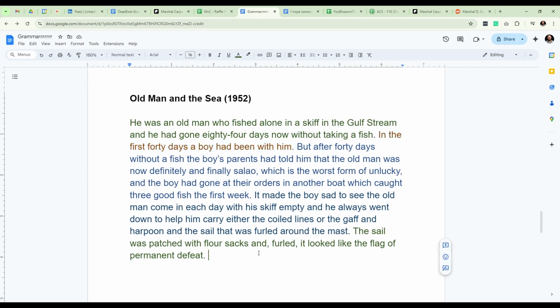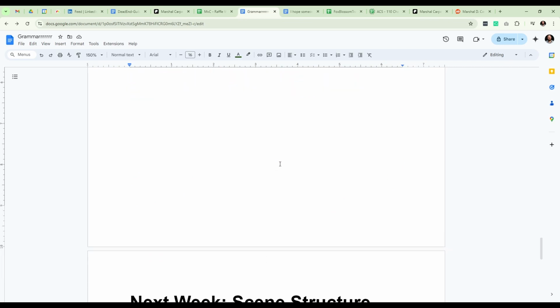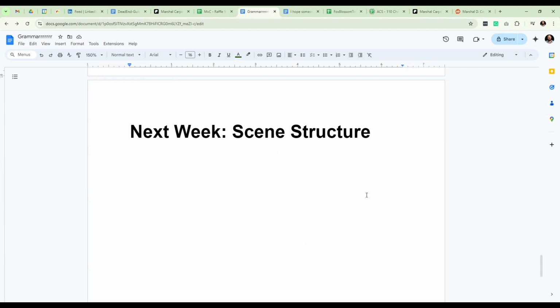So we're going to take this idea of types of sentences and structure, and then we're going to apply that to scenes, because just like with sentences, there's different types of scenes that are good for different situations and purposes, and varying those scenes can have a big impact on your writing and on the story itself. So we're going to get into that next week.